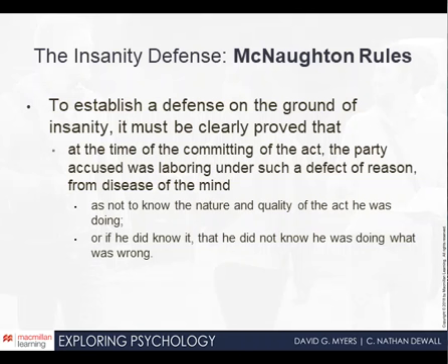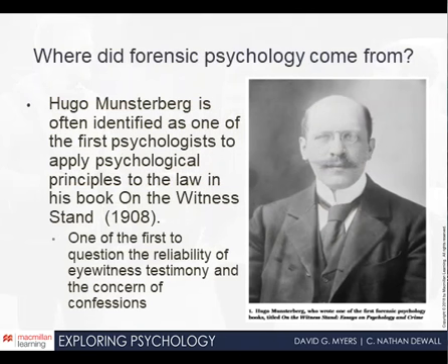So, where did forensic psychology come from? Now that we've looked at the start of legal issues and psychology coming together with the discussion of Daniel McNaughton, where did it come from? Well, it may even go back to Hugo Munsterberg. He is often identified as one of the first psychologists to apply psychological principles to the law in his book On the Witness Stand in 1908.